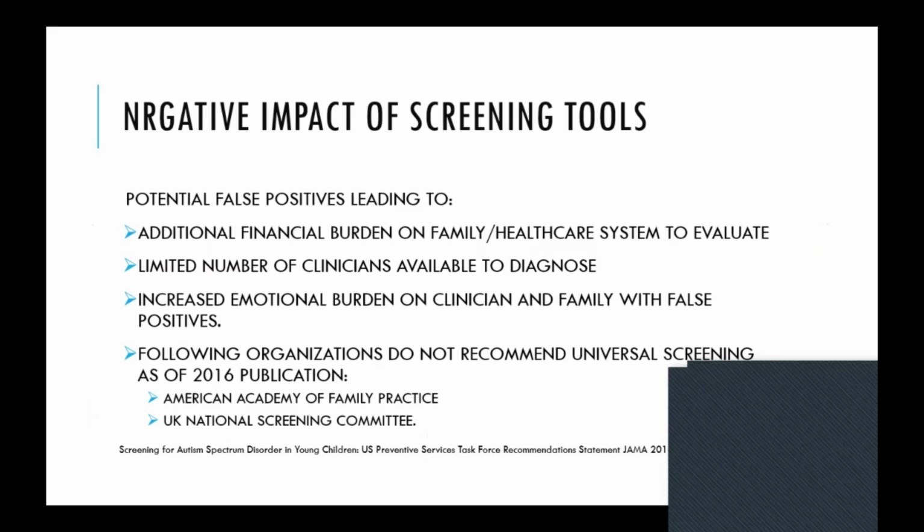Additional financial burden. If the child doesn't have autism and we're sending them off to get evaluations done, then that's an issue for the family, for the insurance company, for the healthcare system in general, and for the state. Then, of course, we have these false positives, and we have to refer them to clinicians, which are limited in number. That decreases the availability of clinicians for the patients who need to get seen, and it increases the emotional burden on the clinician and the family with false positives. And there are organizations that don't recommend it, the American Academy of Family Practice and the UK National Screening Committee.